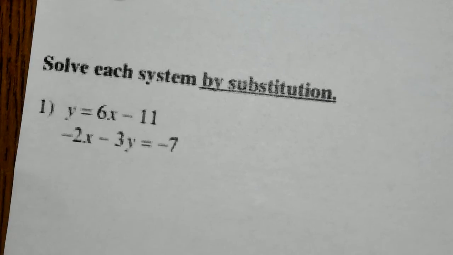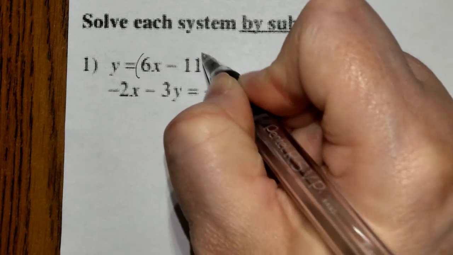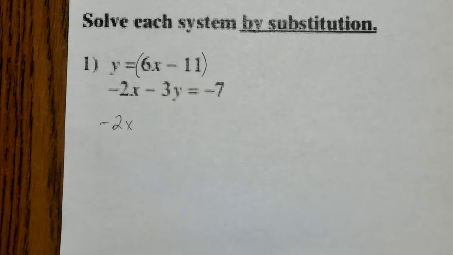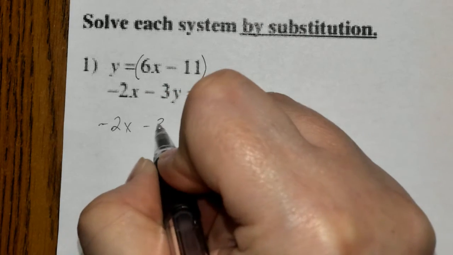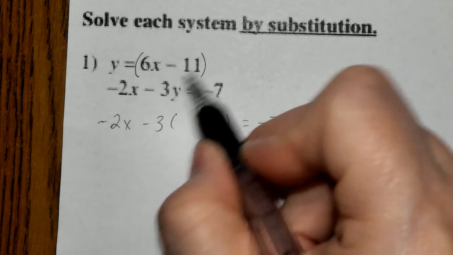Sam. Y'all said y'all wanted to do the front? Yeah. Alright. So we're doing the same thing. We're going to take this one, y is already solved for, so we can just plug this in for y. So when you have your negative 2x minus 3y equals negative 7, but instead of y, we're going to put what y was equal to.